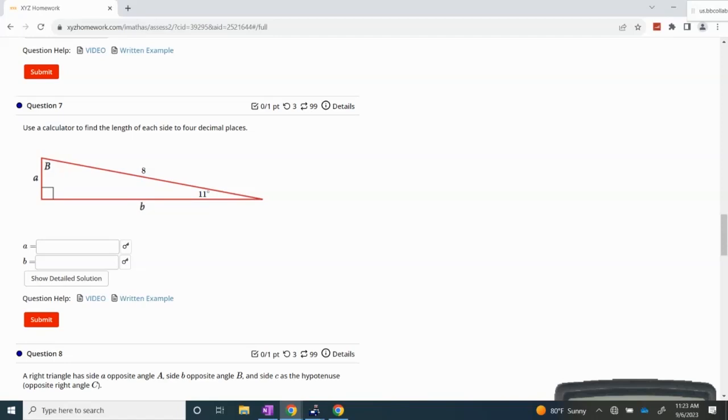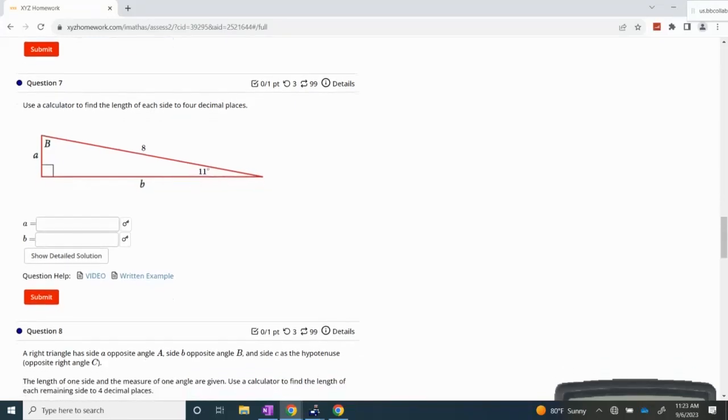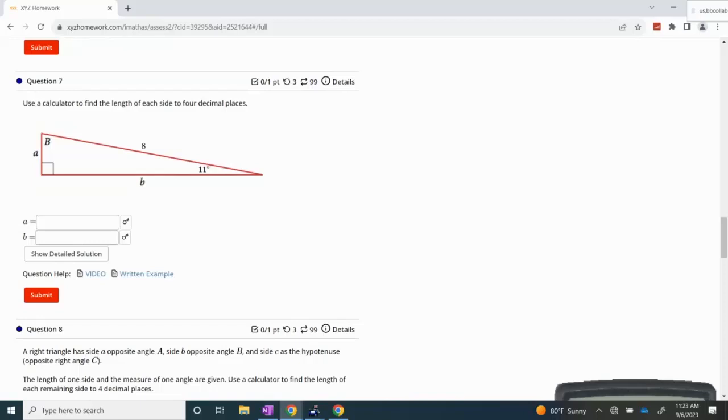So the first problem we're going to do is number 7. Right, and it asks us to round to 4 decimal places, right? So to solve a right triangle basically means to find all of the angle measures and all of the side lengths. But here they give us an angle measure and they give us a side length. They just want us to find the other 2 side lengths.